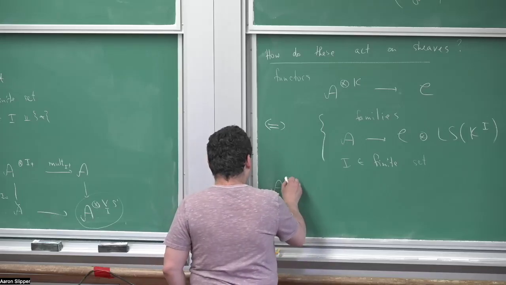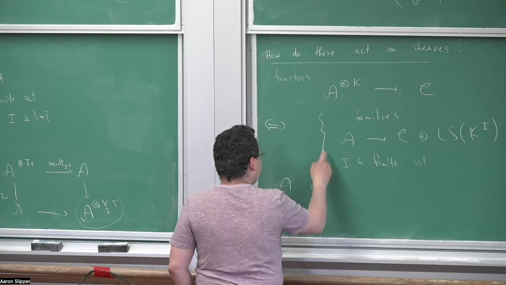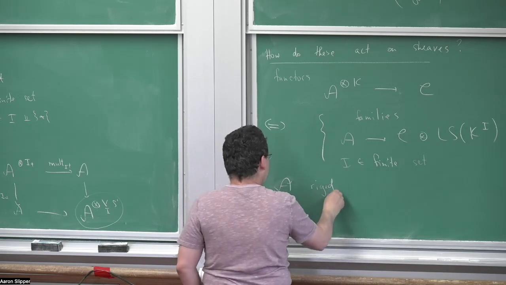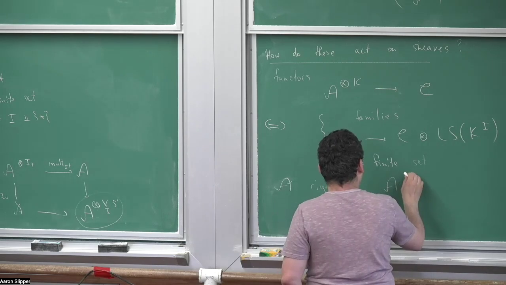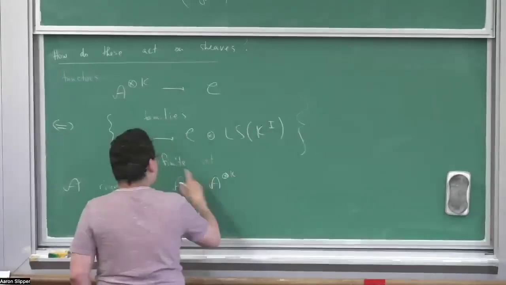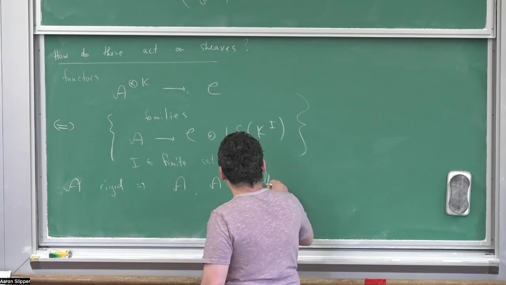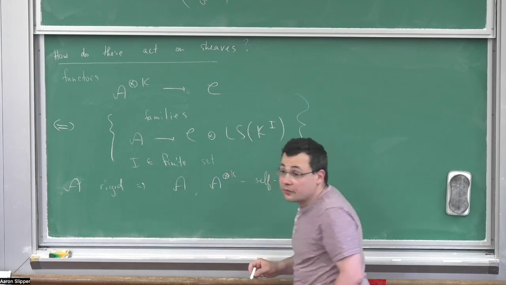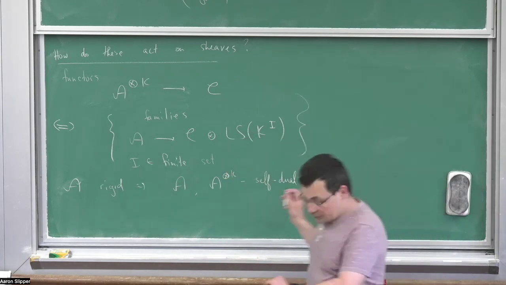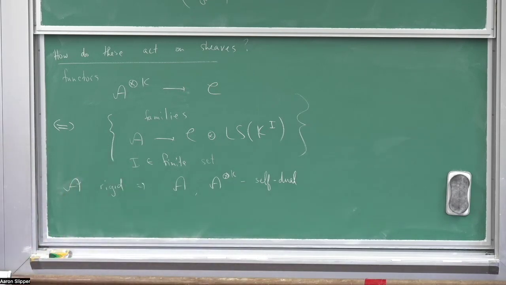So A tensor K, so A is rigid, remember? This doesn't really use rigidity, but now let's assume that A and A tensor K, well, A tensor K will also be rigid. And in particular, this is self-dual in the canonical way. Running out of time, so let me not say much about that, other than there is a canonical self-duality. It's sort of what you can imagine. If you think about the example that A is quasi-coherent sheaves, and you rewrite that in categorical terms, that will give you the duality. That will always work for rigid.